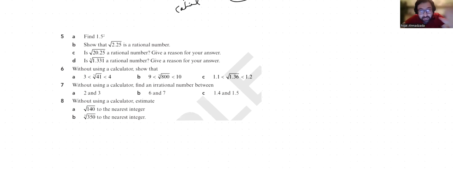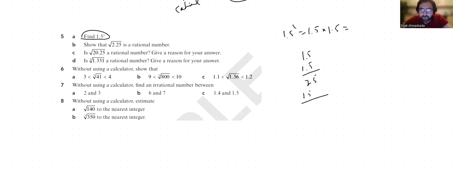Next one. This is a solution video, so there are no vast explanations here. This is for the solutions only. Question number 5. Find 1.5 squared. 1.5 squared is equal to 1.5 times 1.5. So how do we make this calculation? Like this: 5 times 5 is 25, 5 times 1 is 5, and so on. So 225 will be the answer. That's it. We found 1.5 squared.